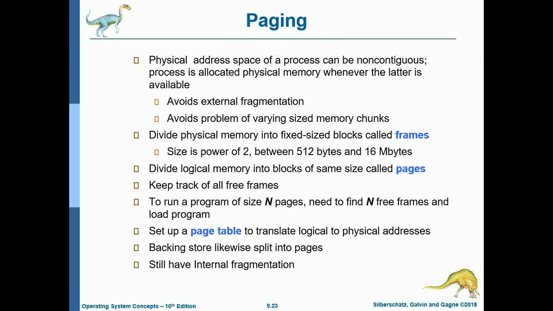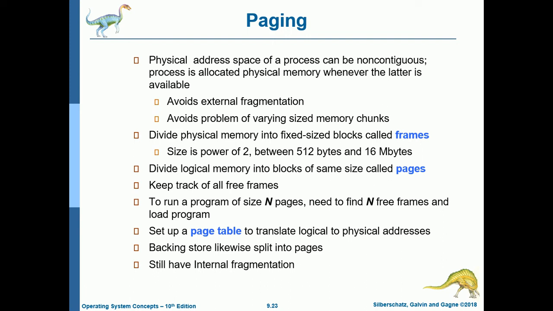So next we have paging. The physical address space of a process can be non-contiguous. A process is allocated physical memory whenever the latter is available. Paging avoids external fragmentation and avoids the problem of varying sized memory chunks.